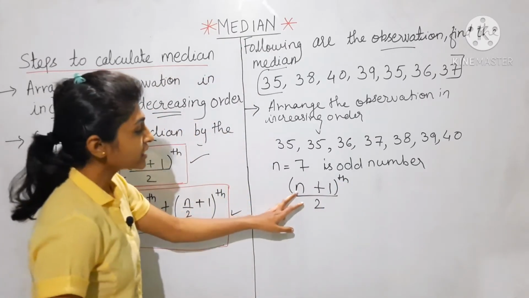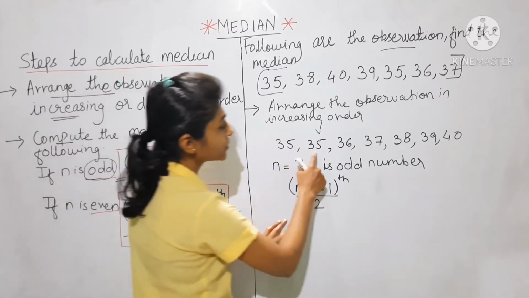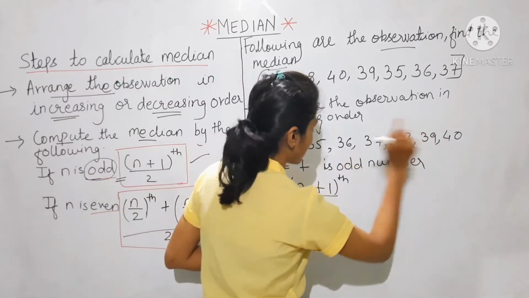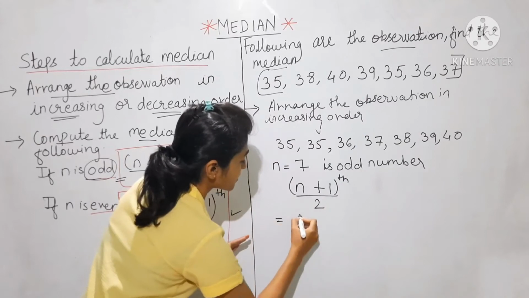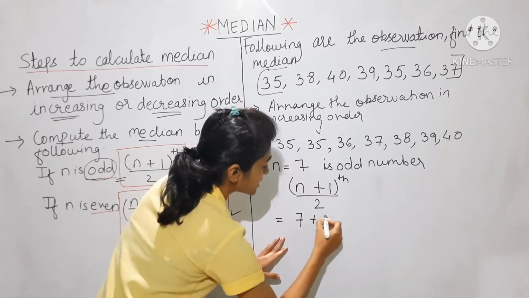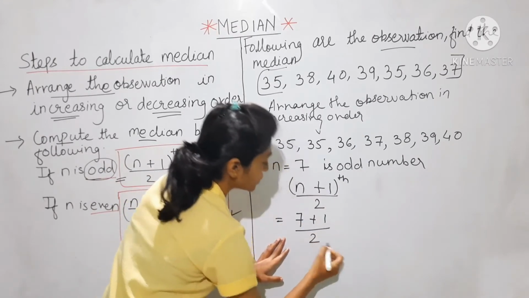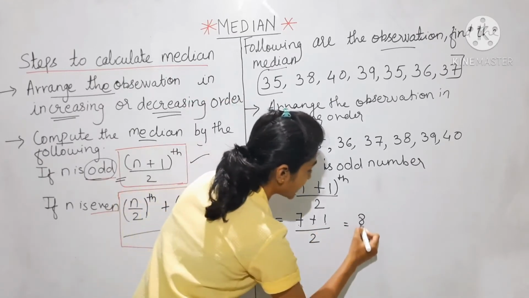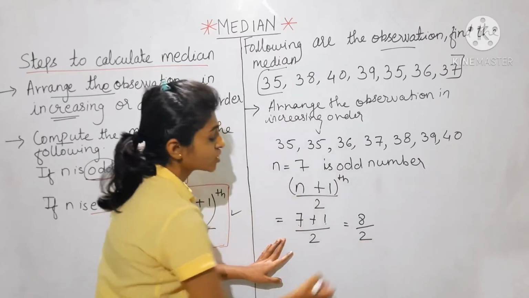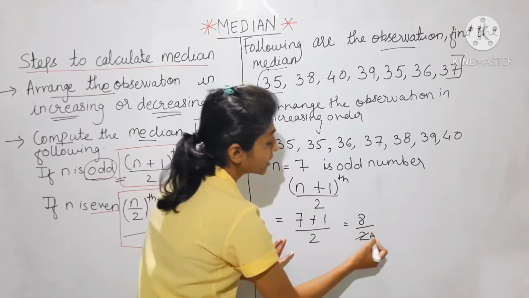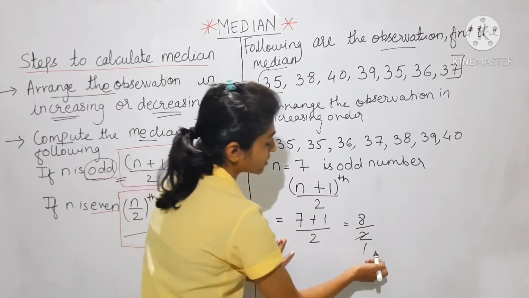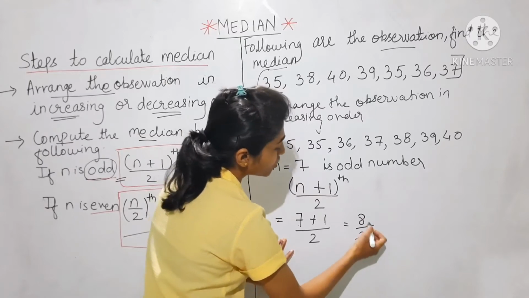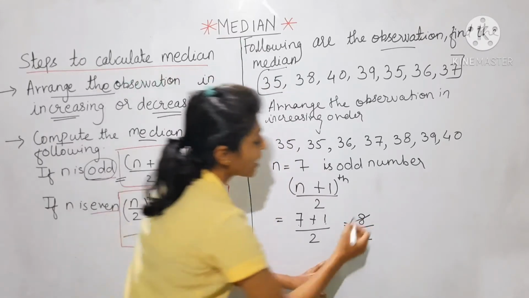Okay, so n is what? 7. Okay, 1, 2, 3, 4, 5, 6, 7. So n is what? (7 plus 1) divided by 2. So it equals 7 plus 1, 8, divided by 2. So 2 ones are 2, 2 fours are 8.